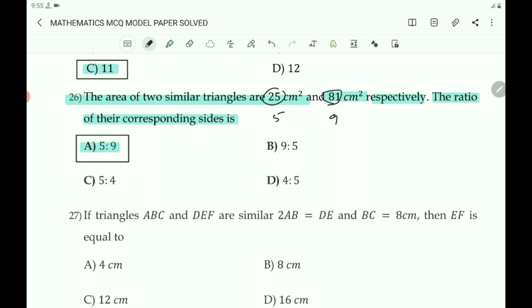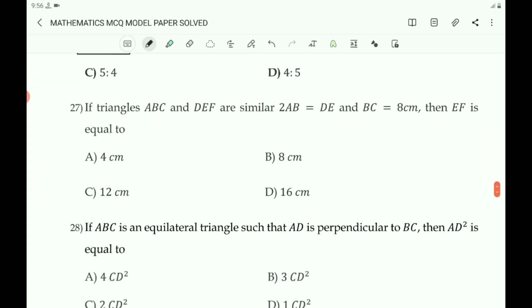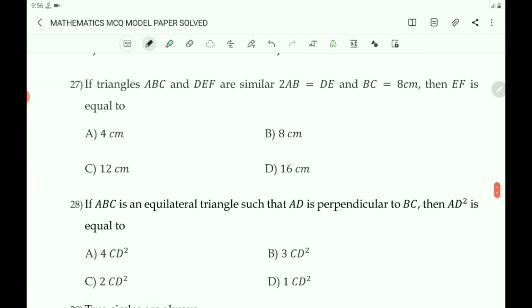Here the areas of these similar triangles are given, so we take their square roots to find the ratio of the corresponding sides. The ratio of the square roots of their areas is nothing but the ratio of their corresponding sides. Next you take question number 27.